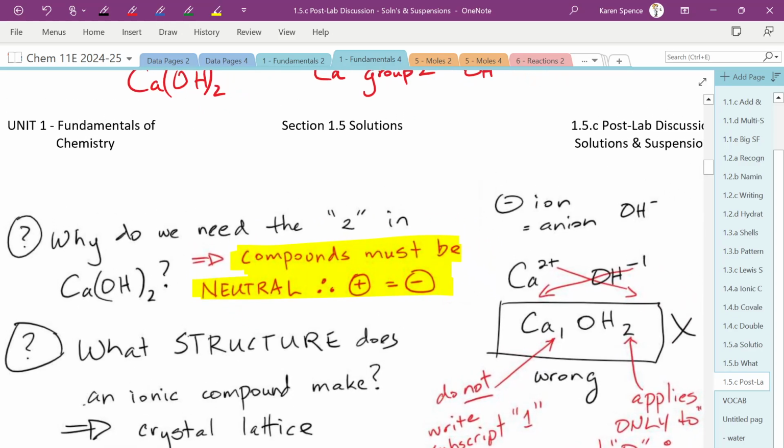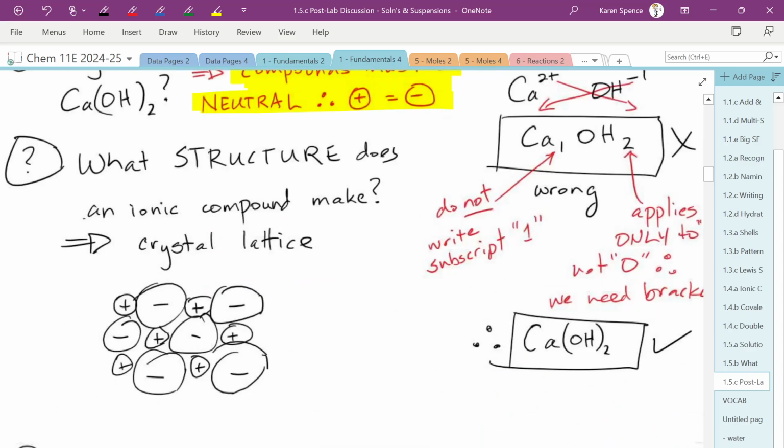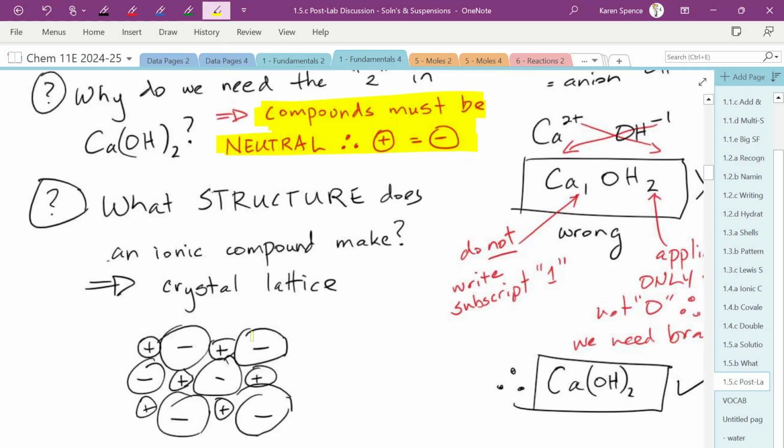What structure does it make? It makes a crystal lattice. And one thing I'd like you to notice here is that we have our negative ions and we have our positive ions. Why are the negatives bigger than the positives? Have a little chat about that.